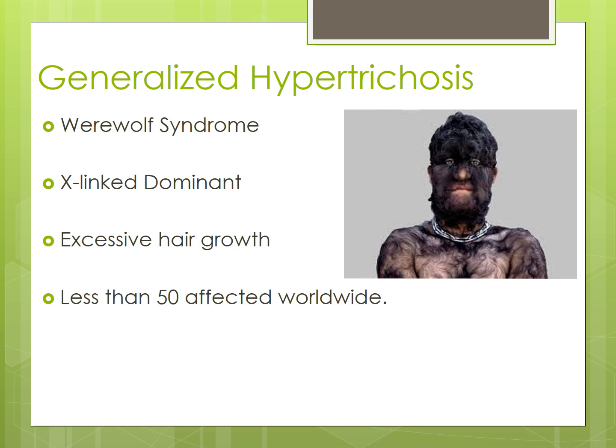Now, an example of this X-linked dominant pattern would be generalized hypertrichosis, which is better known as werewolf syndrome. As you can see with this individual over here, there is very high excessive hair growth, growing in abnormal areas. And so you can have these individuals that become extremely hairy. It's very noticeable in the face. They have hair growing all over the place in an excessive pattern.